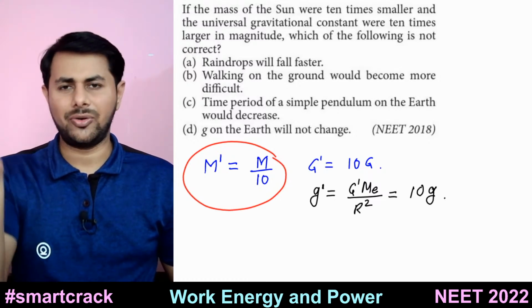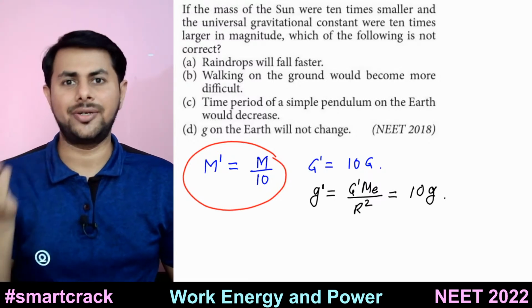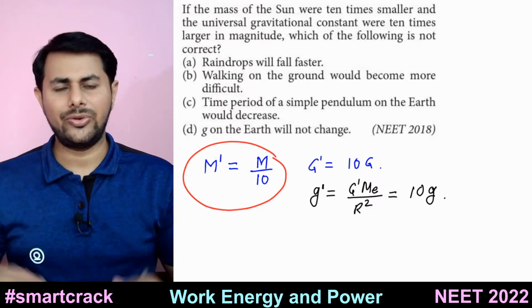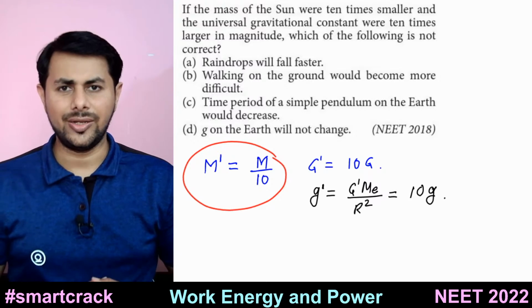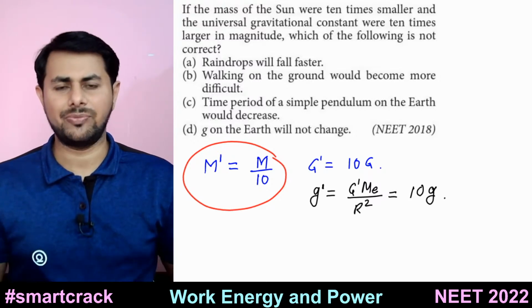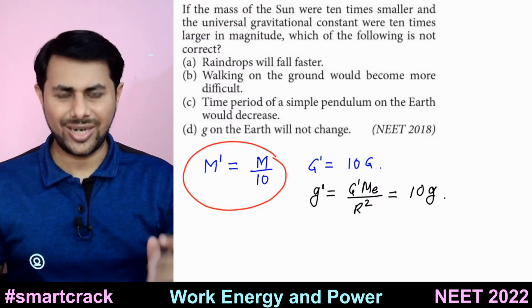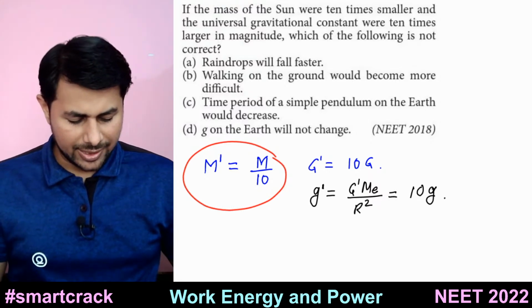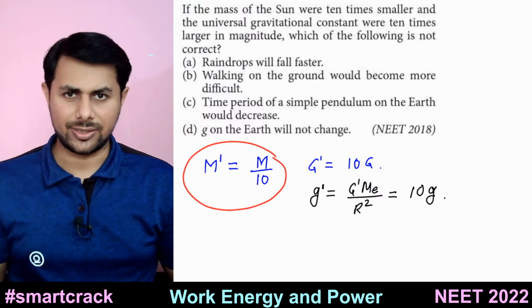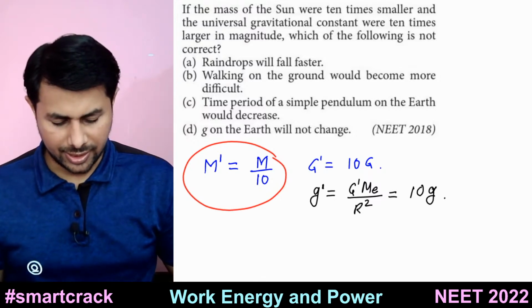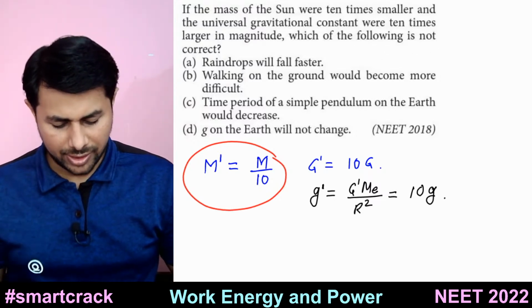Because now earth is attracting those raindrops with a force which is 10 times as much compared to the previous, general case. All right, because acceleration due to gravity has become 10 times, raindrops will fall faster, acceleration will increase. This is correct. We want to find which is not correct.